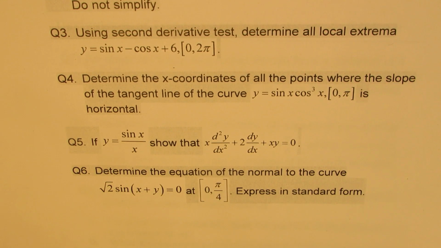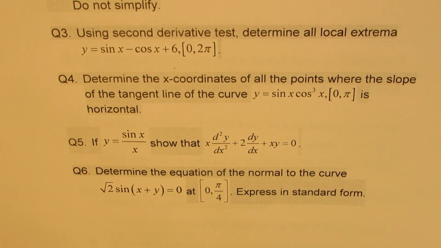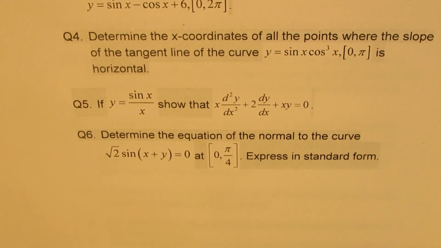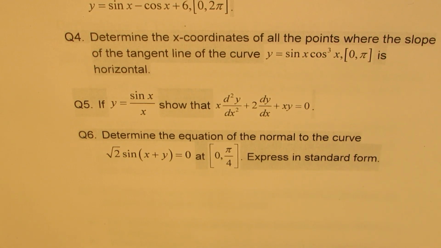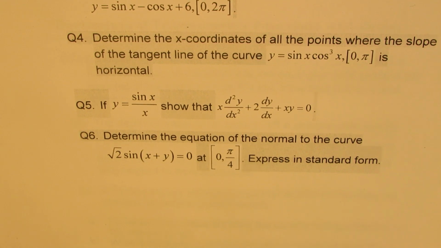Question number 5, if y equals sin x over x, show that x d2y/dx² plus 2 dy/dx plus xy equals 0. Now this is a very lengthy solution, so you may have to take 5 minutes to solve this question. Question number 6. Determine the equation of the normal to the curve square root 2 sin x plus y equals 0 at (pi/4, 0), expressed in standard form. The equation of normal, right? So it is based on implicit differentiation, right?